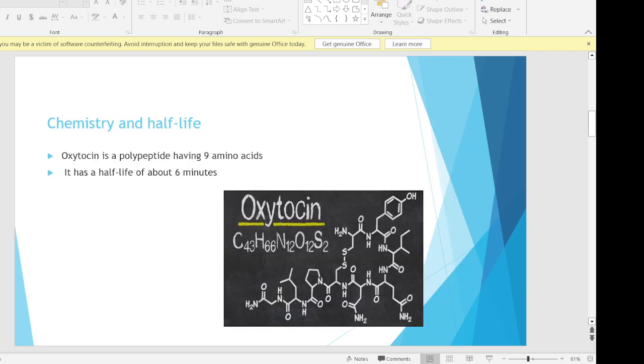Chemistry and half-life of oxytocin. Oxytocin is a polypeptide having 9 amino acids. It has a half-life of about 6 minutes.